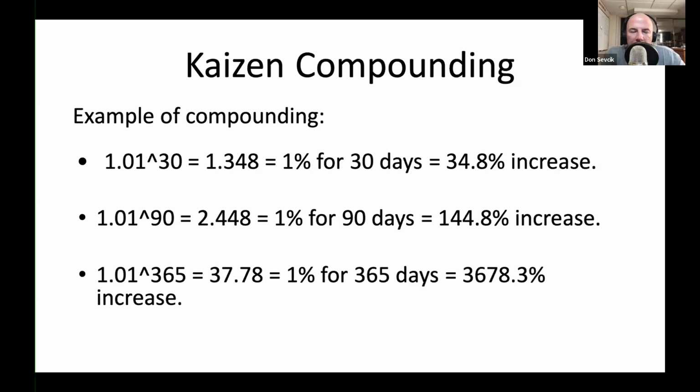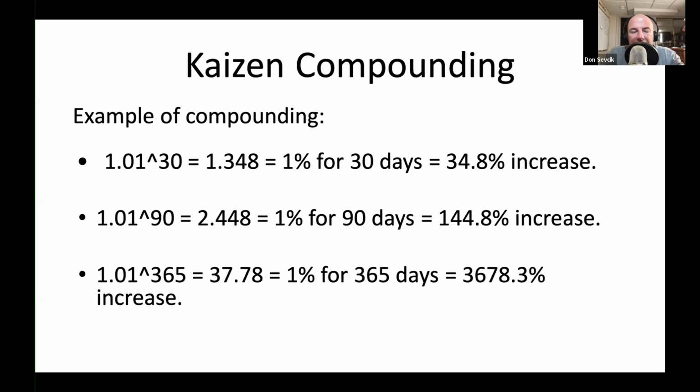If we got better 1% for 30 days, most people think we'll only be 30% better. That is incorrect. The 1% compounds every day. We will be 34.8% better. So we get a little jump. Now let's extend it out to 90 days with our new skill. If we get 1% better for 90 days, we are now 144.8% better than we were on day 0.